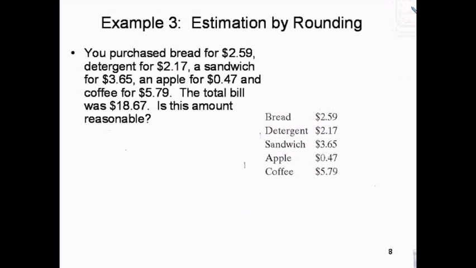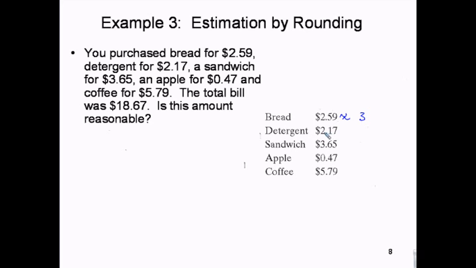But here you go. So you go to the store and you buy bread and detergent and a sandwich and an apple and coffee. And they tell you that your bill is $18.67, and you start thinking about how much everything individually costs, and you think, is that right? Well, if you estimate to the nearest dollar, $2.59, the 5 will round the 2 up to 3.